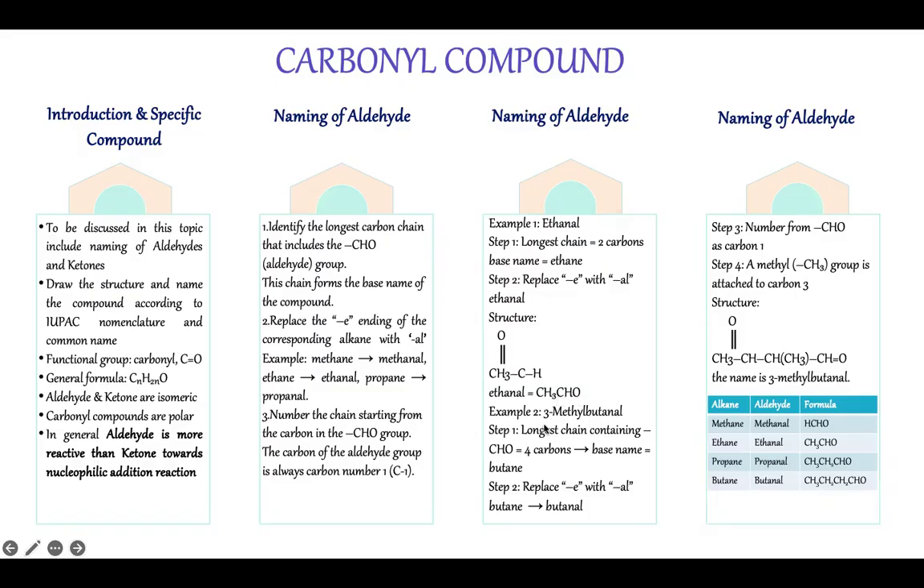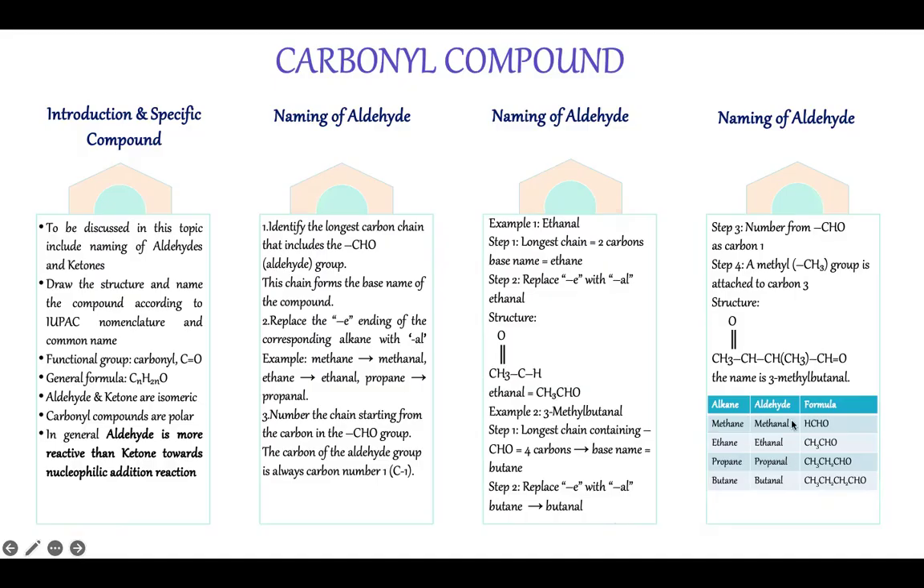Example 2, let's look into 3-methylbutanal. Step 1, the longest chain containing CHO consists of 4 carbons, and the base name is butane. Then you replace -e with -al. For example, butane becomes butanal. Step 3, you number from -CHO as carbon 1. Step 4, a methyl, the CH3 group, is attached to carbon 3. And the structure's name as shown here is 3-methylbutanal.